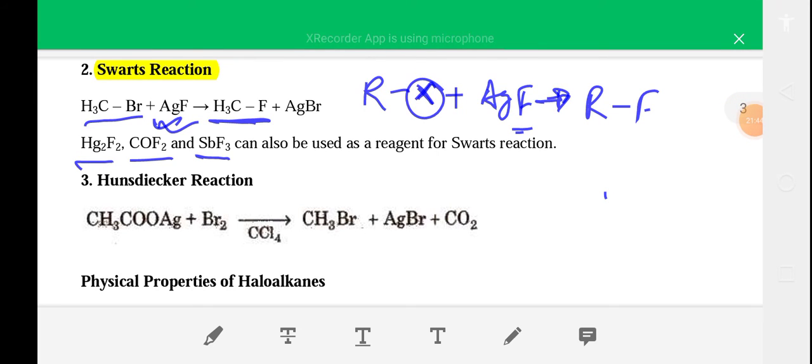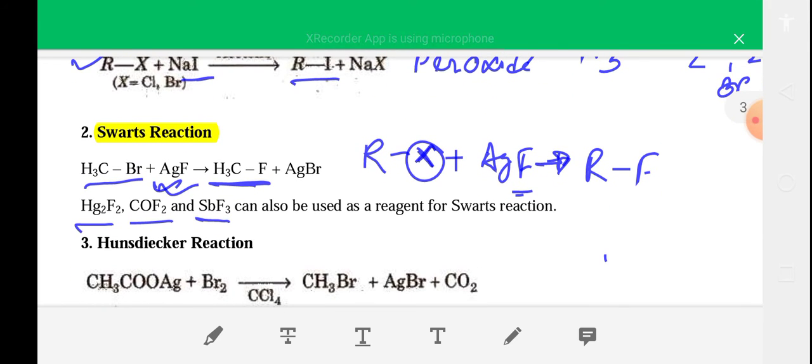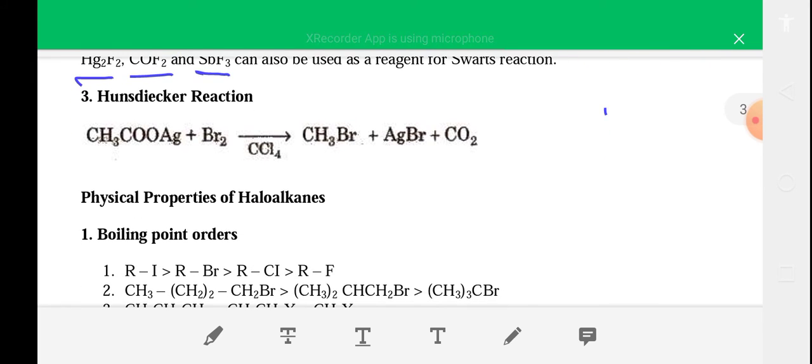Using the Swarts reaction and the Finkelstein reaction, you can prepare alkyl halides from other haloalkanes. Using the Finkelstein reaction, you can prepare alkyl iodide, and using the Swarts reaction, you can prepare alkyl fluoride from other alkyl halides, or from other haloalkanes.